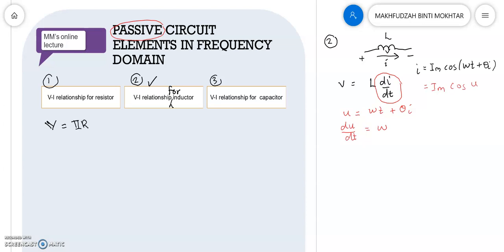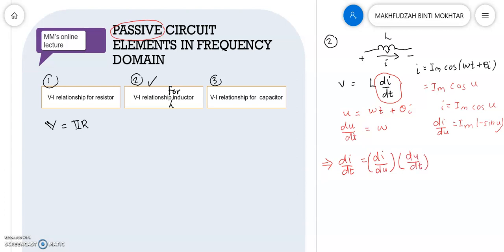Now, I will also consider that if I have I equals Im cos u here, what happens? If I have di du, then I will have negative Im sine u, right? Based on this, I can find my di dt using the chain rule. So you have di dt equals di du multiplied with du dt.